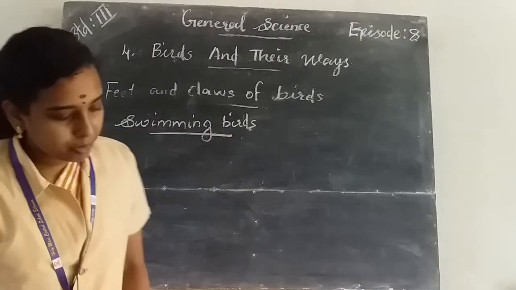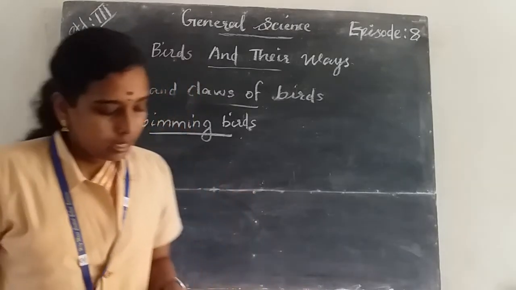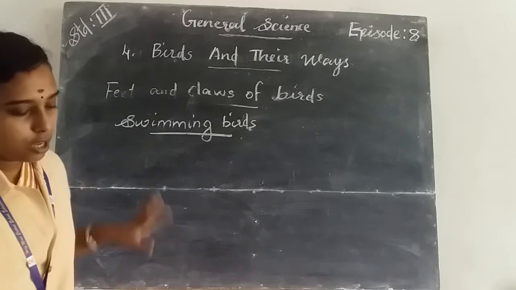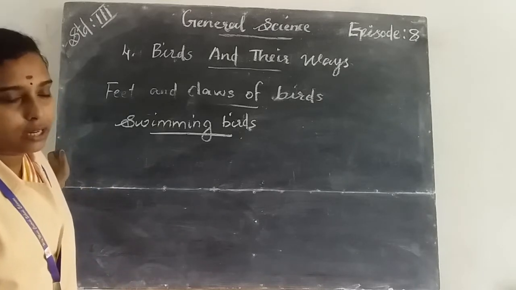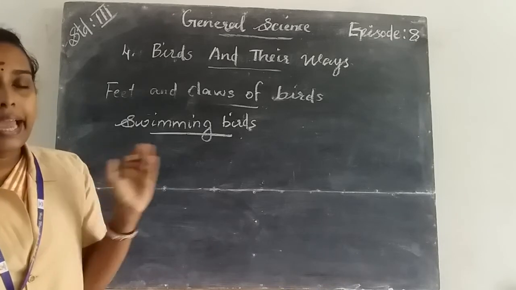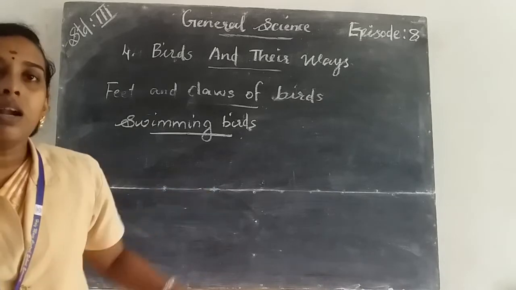Swimming birds also have four toes: three toes in front and one at the back. The three front toes are joined together to form a web, and this is called webbed feet. They use their webbed feet to swim on water.